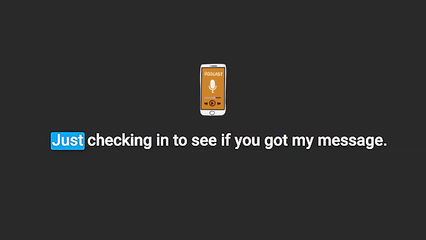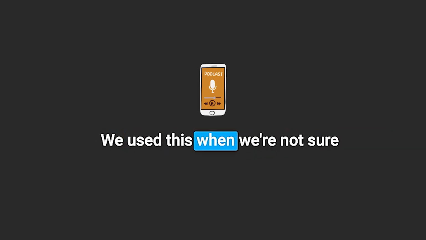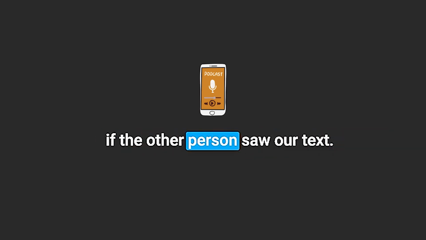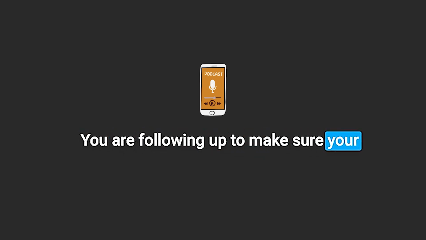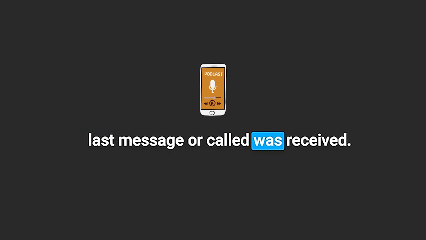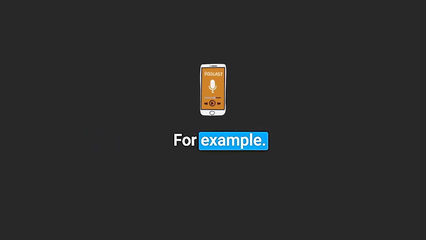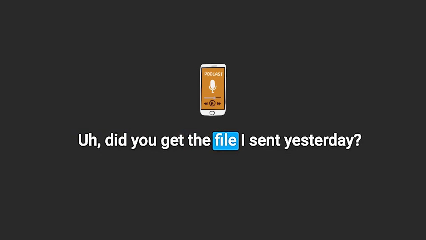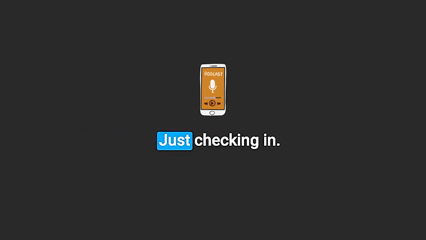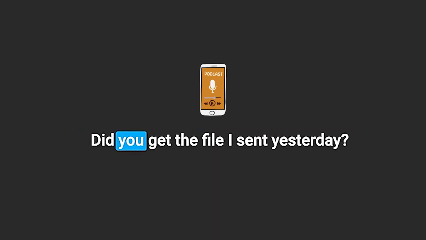Here is the next one. Just checking in to see if you got my message. We use this when we're not sure if the other person saw our text. You're following up to make sure your last message or call was received. For example, hey, just checking in. Did you get the file I sent yesterday?